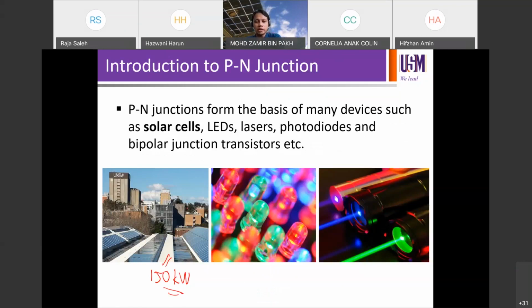In the second one, you can see LEDs of different colors, which are also based on PN junction, and in the third one you can also see lasers, right? So we're going to see each of these later on as we move into semiconductor devices. We're going to look into the principle of operation, how each works, and what is required for each device to operate properly.